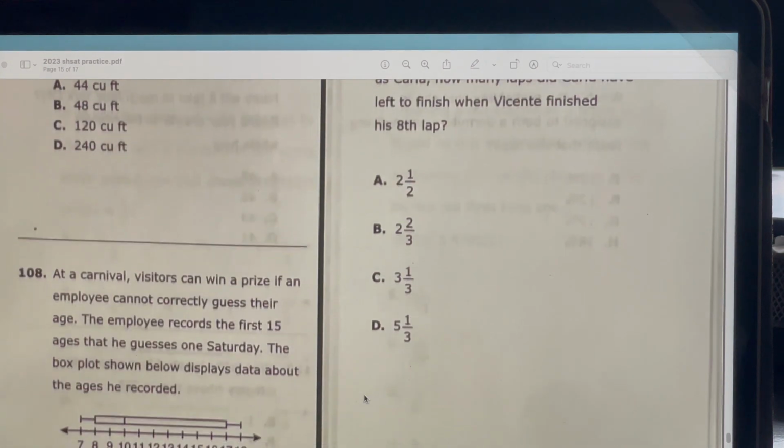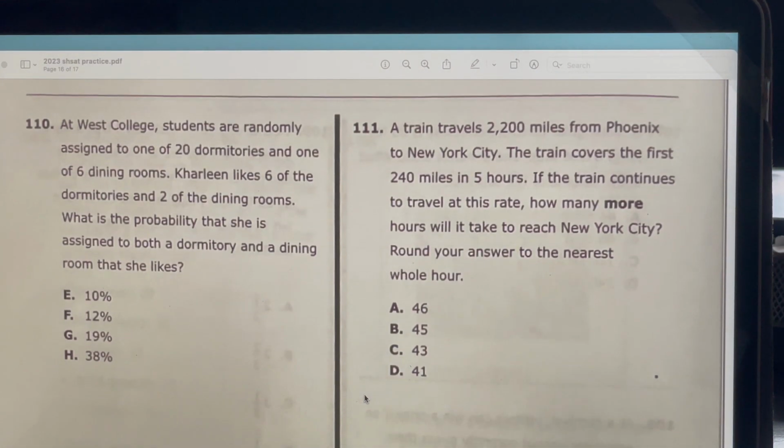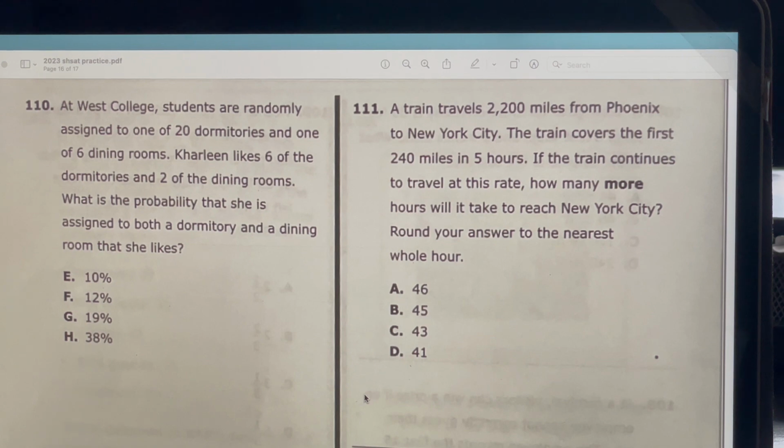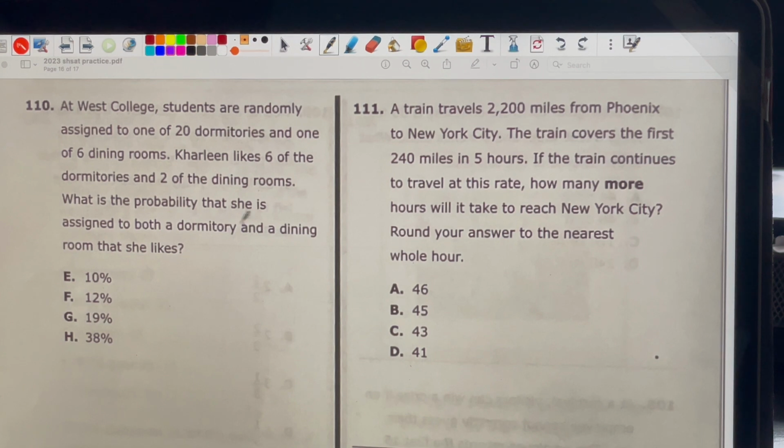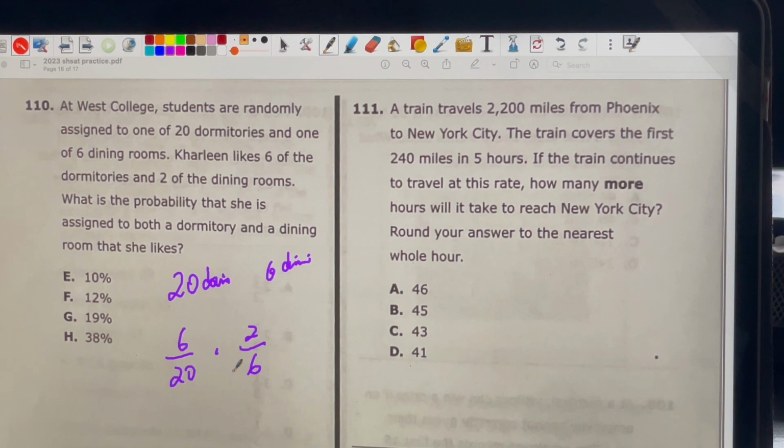110. Okay, so West College students are randomly assigned. There's 20 choices of dormitories and 6 choices of dining rooms. Carlene likes 6 out of the 20 dormitories she wants to get in, and 2 out of the 6 dining rooms. So what's the probability that she's going to end up with ones that she likes?